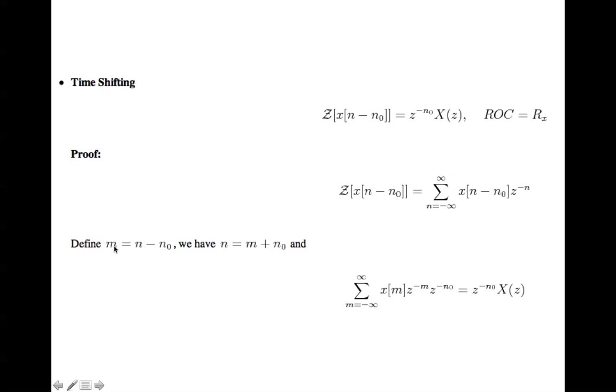So we can define a new variable m as n minus n sub 0. When we do that, our function then becomes x of m, and our z is raised to the nth power, which means it is raised to the m plus n sub 0 power. So we've just substituted for n in the exponent for z, and we've substituted for n minus n0 in the argument for x. The sum here is taken from minus infinity to infinity.